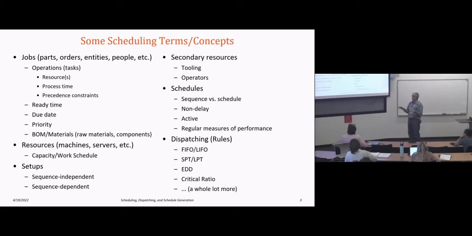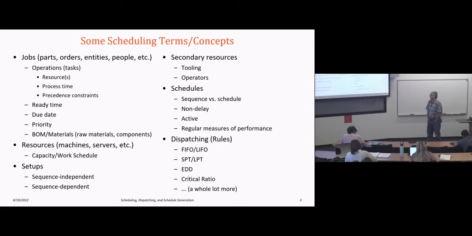Schedules, we talked about sequence versus schedule. A sequence is just an ordering or a permutation. A schedule then attaches start and end times to those. We also said there's an infinite number of schedules for any given sequence because you can have forced idle time. With a sequence, forced idle time is meaningless because it doesn't change the permutation. For a schedule, it makes a big difference. Non-delay schedules, active schedules, we talked about regular measures of performance, all of those concepts.